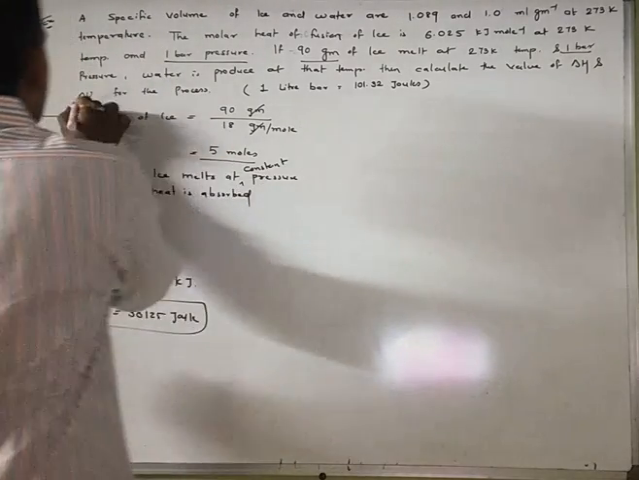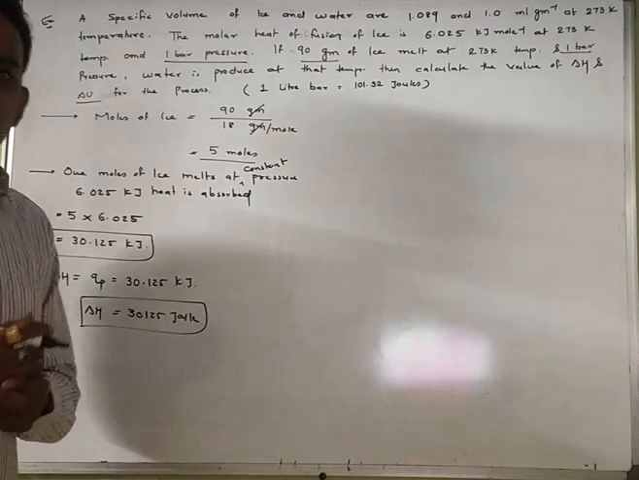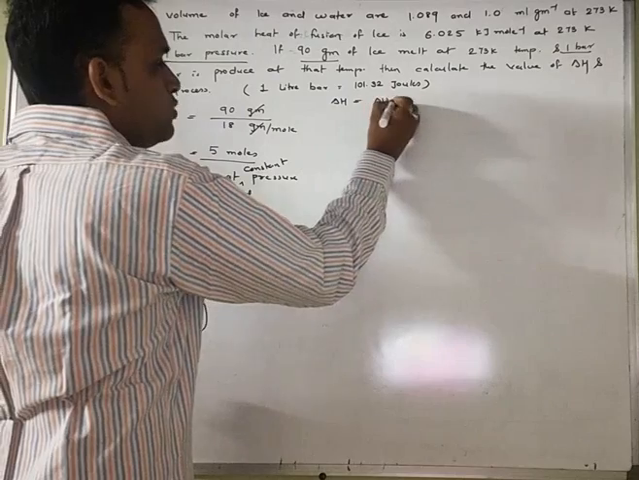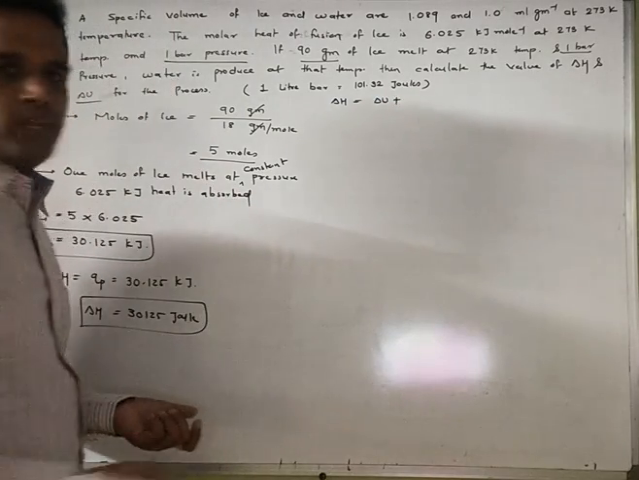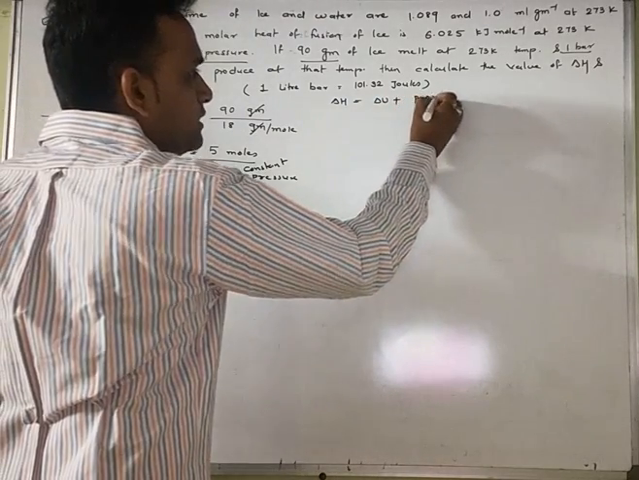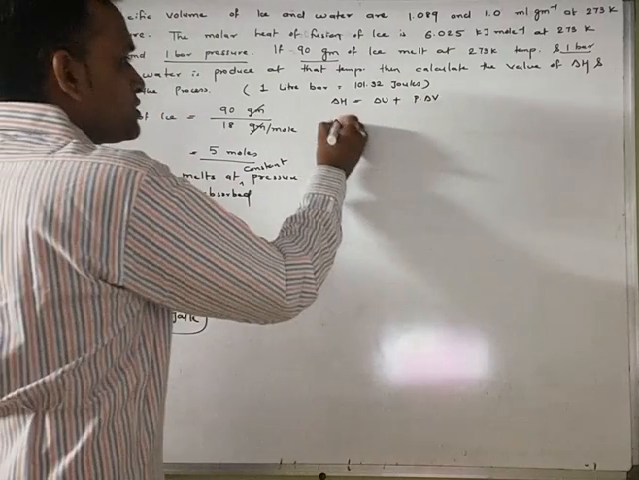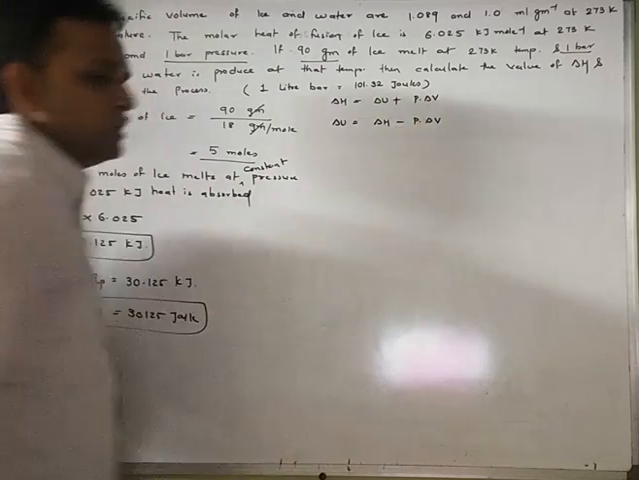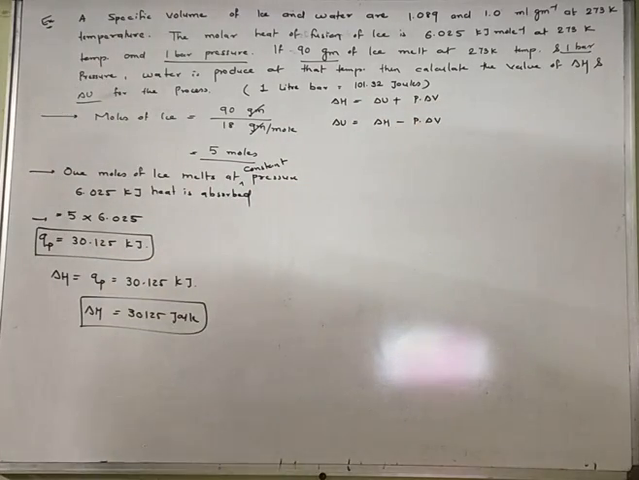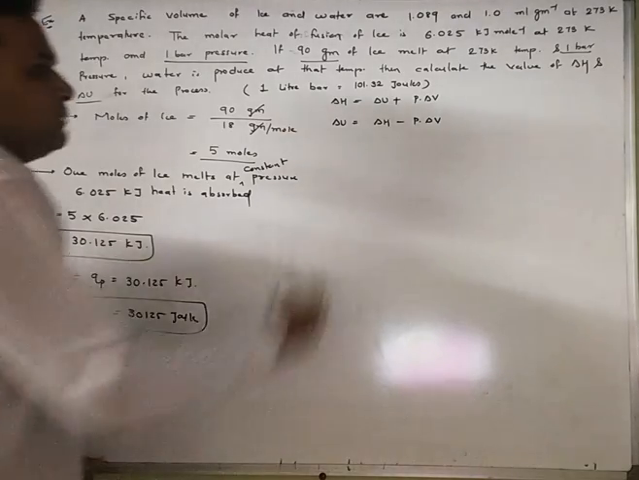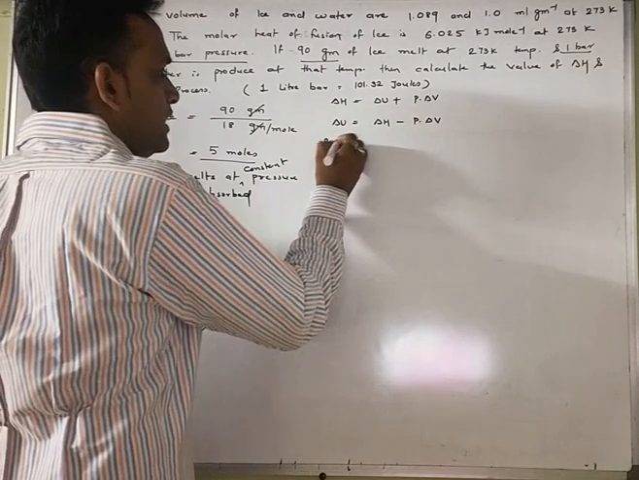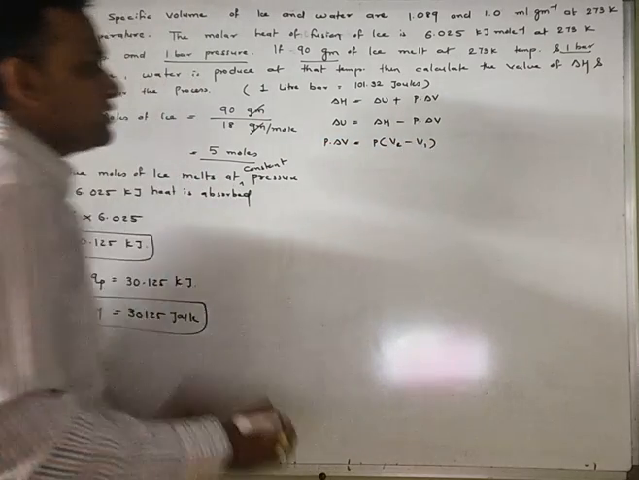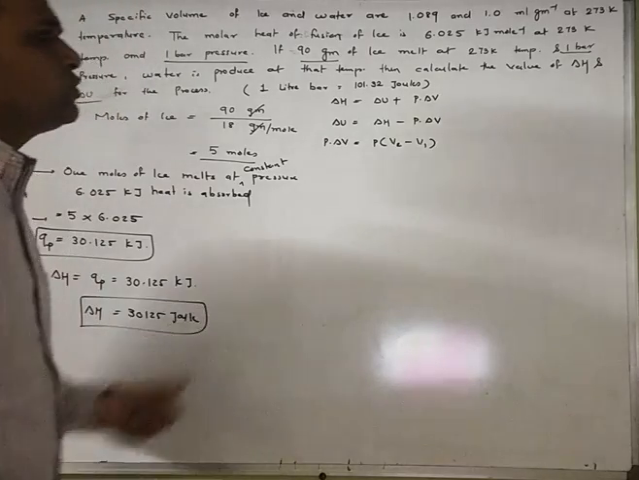The enthalpy is found, now what do I have to find out? Delta U. For delta U we know the equation: delta H equals delta U plus P into delta V. Now make delta U the subject: delta U equals delta H minus P into delta V. Understand? Now how do we find P into delta V? P into delta V is equal to P times (V2 minus V1). So first of all you have to find out V2. How do we find V2?